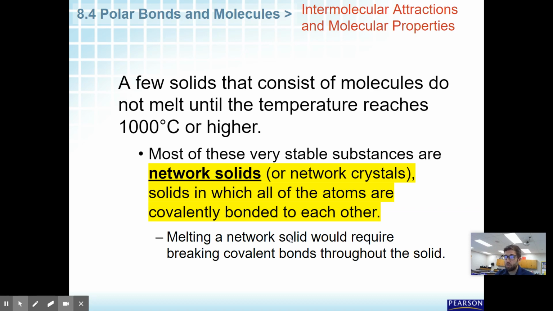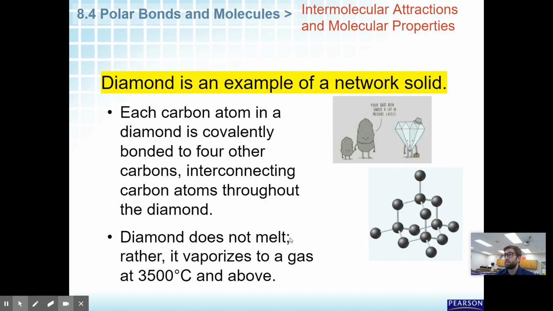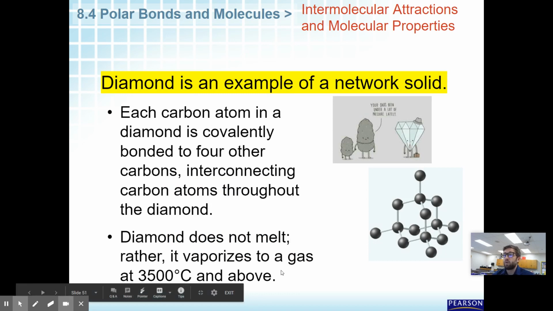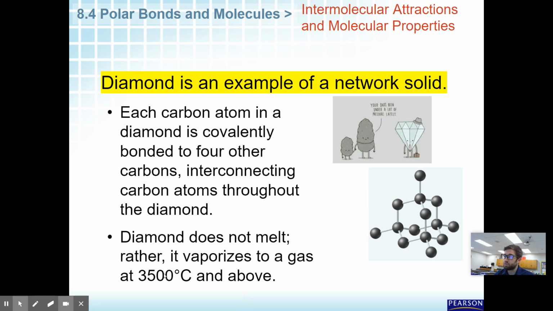Diamond is pressurized coal and a couple more things, but pretty much that's what it is. And that's held together by such strong network bonds that it would take an insane amount of energy in the form of heat to break those bonds, sometimes even higher than ionic bonding. So diamond is an example of a network solid. Diamond would vaporize to a gas at 3,500 degrees Celsius and above. You're not getting to that temperature. You don't have to worry about that. If we got to that temperature, you would not be worried about your diamonds turning to gas.